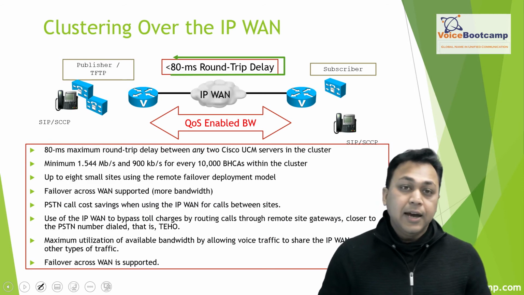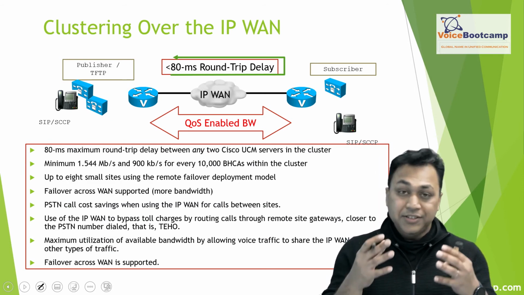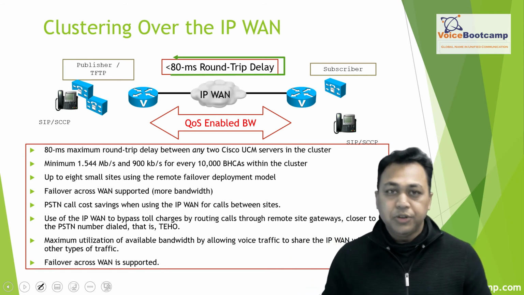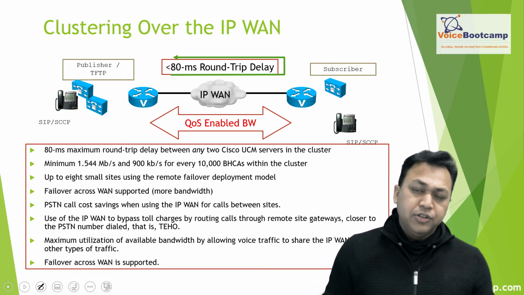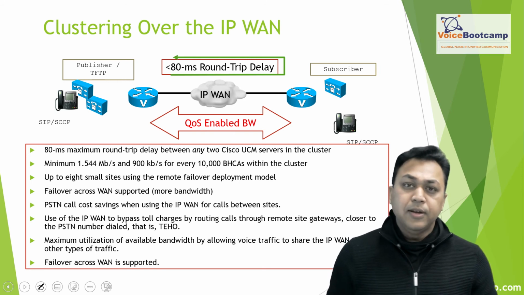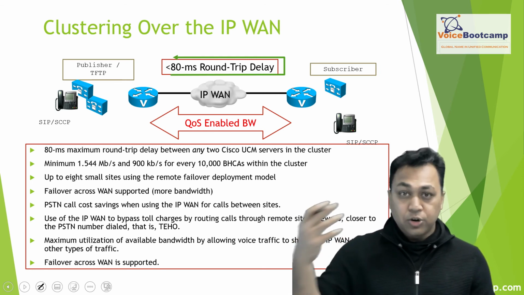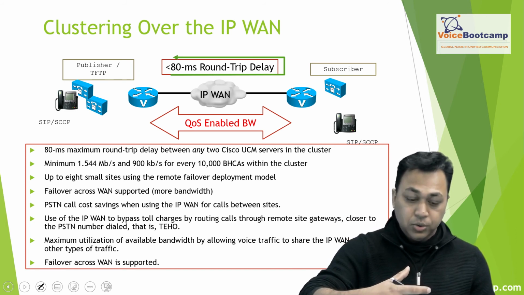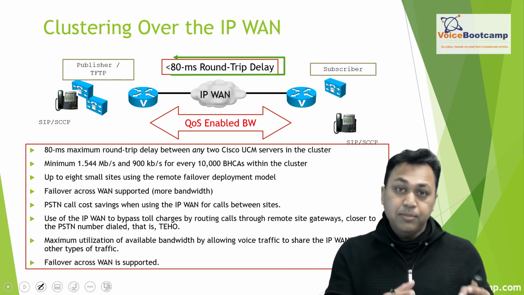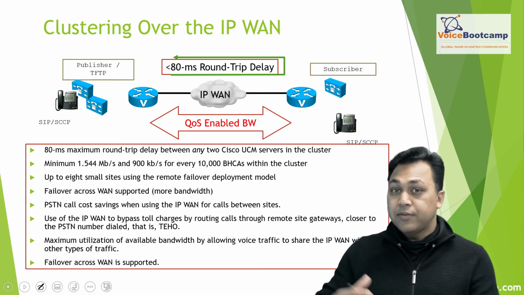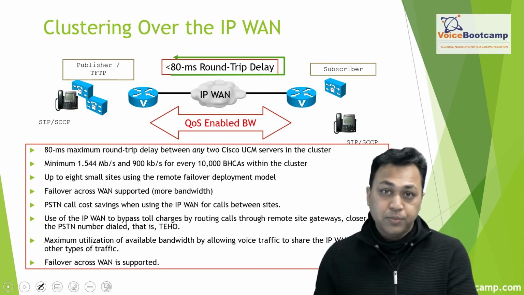Clustering across the WAN happens when you want to distribute a single campus cluster. The servers will be distributed across multiple locations. Because you may have 25 employees working in San Francisco, it doesn't make sense to register their phones across the WAN to the head office in Toronto. What you can do is keep the publisher and a subscriber in Toronto for the Toronto employees, and a subscriber sitting in San Francisco for the San Francisco employees.